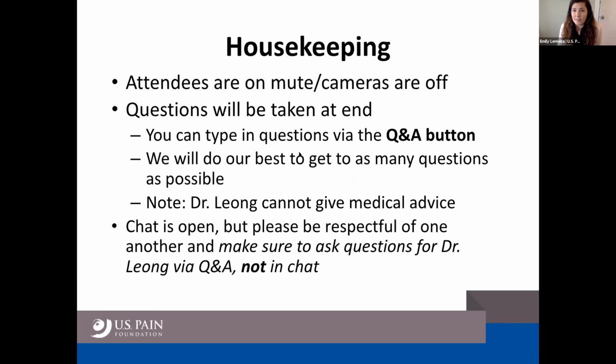So just some general items for you to know. You've probably noticed that attendees are on mute and your cameras are off. You can ask questions by typing them into the Q&A panel, and that should be in the bottom of your screen. Again, we'll try to do our best to get to as many as we can, but we're talking about such a huge topic today. We might not be able to get to everything, but we'll definitely do our best. And feel free to follow up with your question via email if you have something that we didn't get to.